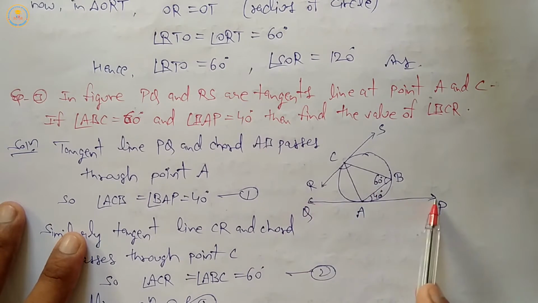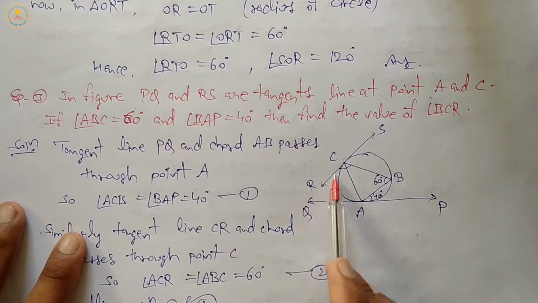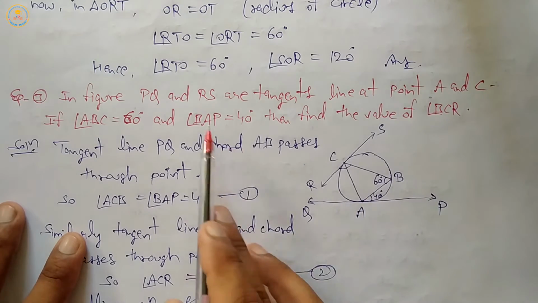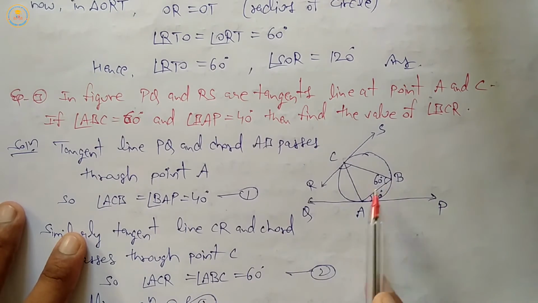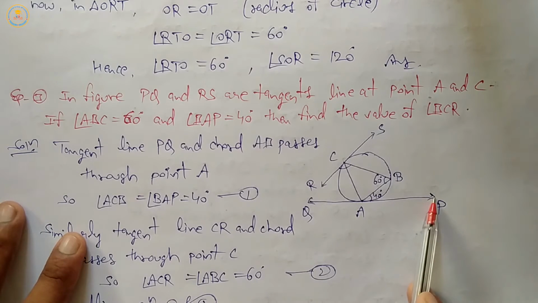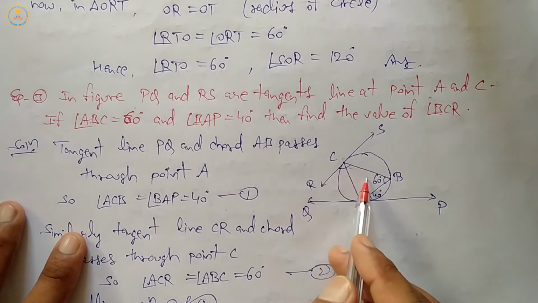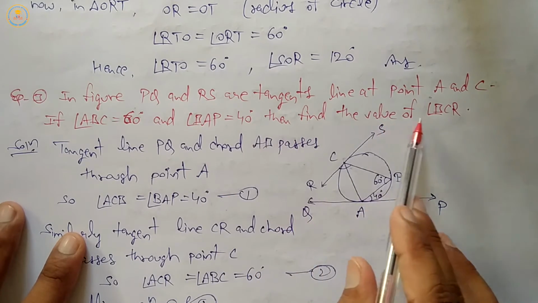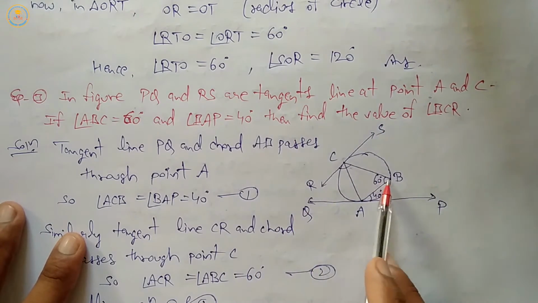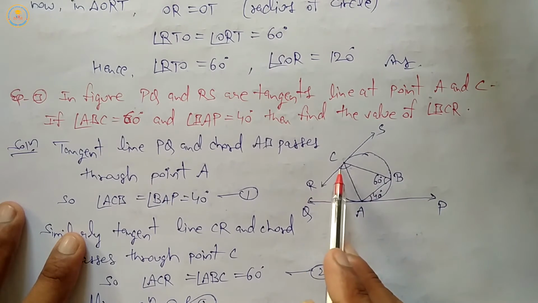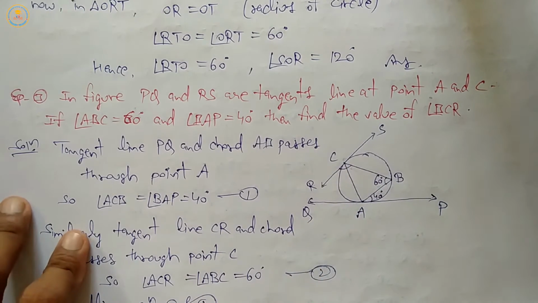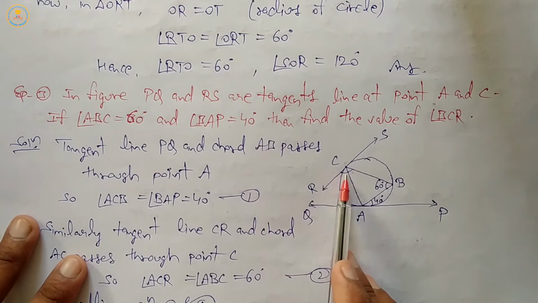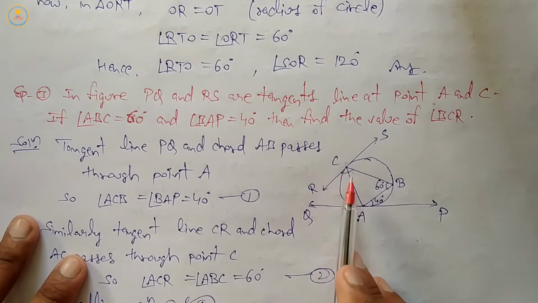Now QAP is a tangent line and RCS is also a tangent line. This one is given as 40 degrees: angle BAP equals 40 degrees. So the angle made in the same segment is also 40. Then find the value of angle BCR. It means we need to find this complete angle. This one is 40, so we calculate the remaining part, RCA.